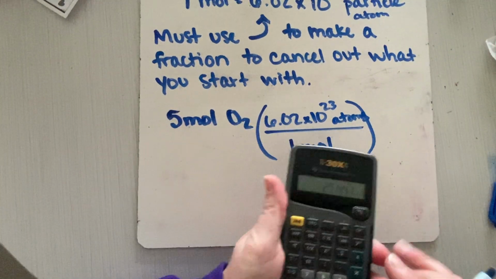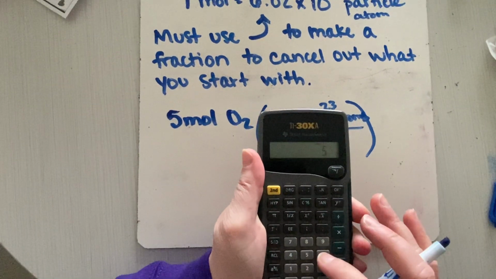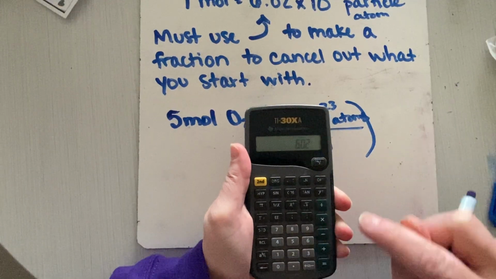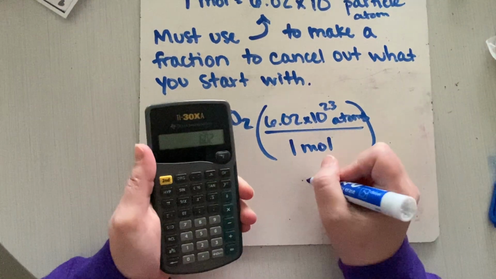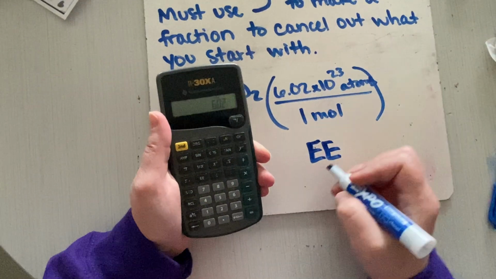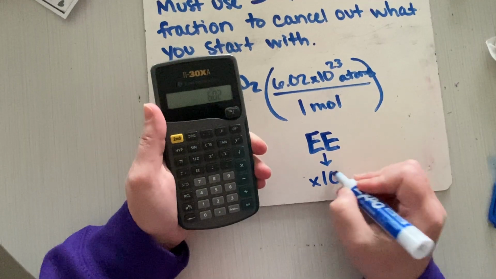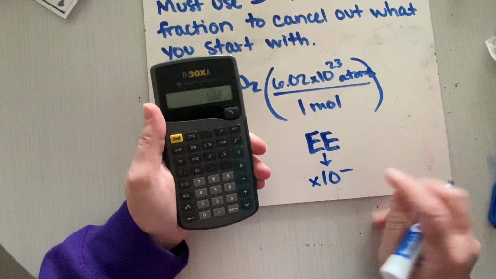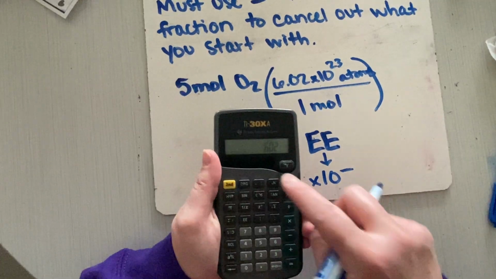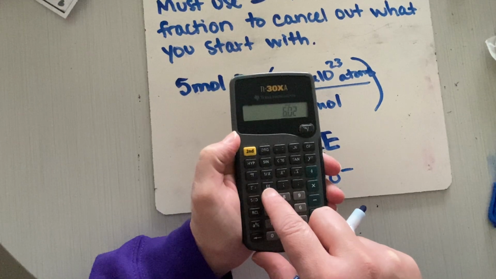Now when you're plugging this into your calculator, I want to point something out because we're going to take 5 times 6.02. Now you could do the times 10 and then the power button, but calculators have a special EE button. And what EE means is times 10 to the power of whatever number you're going to put in after that. Okay, so I've got my 6.02. I'm going to hit, now mine is just this button.